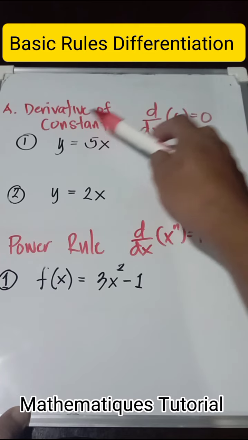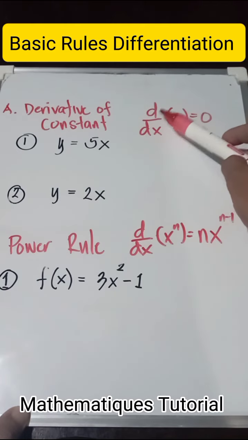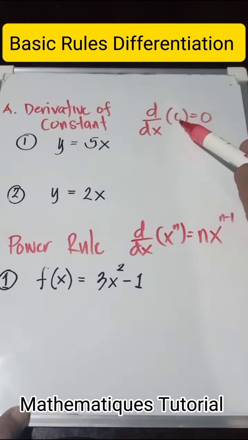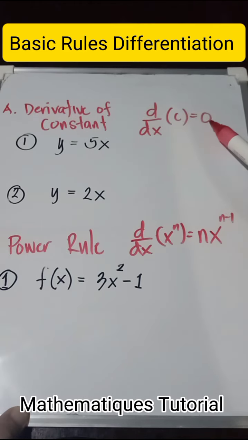So we have the derivative of a constant, d over dx with respect to x. Since this is a constant, the derivative of any constant is equal to 0. So any number or constant is equal to 0.